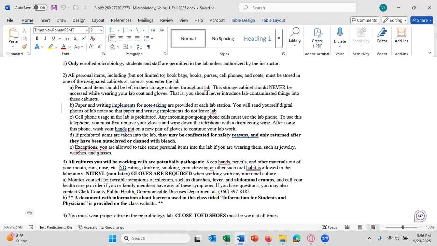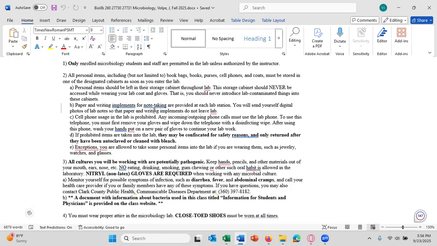Most people, when they bring in notes, are just going to leave them in the lab indefinitely. The same if you bring in a pen, you're just going to leave it in the lab indefinitely. If you want it back, it has to be either autoclaved or put into disinfectant for 15 minutes.